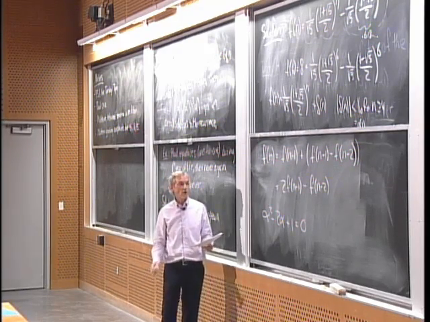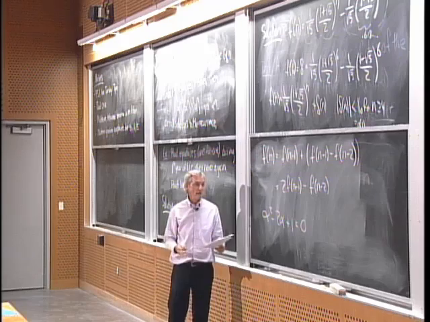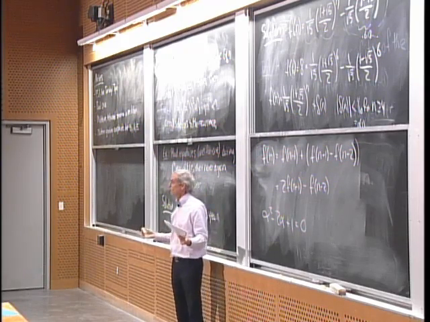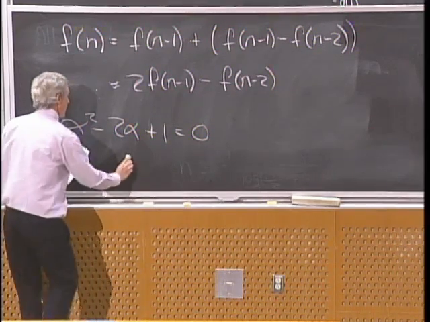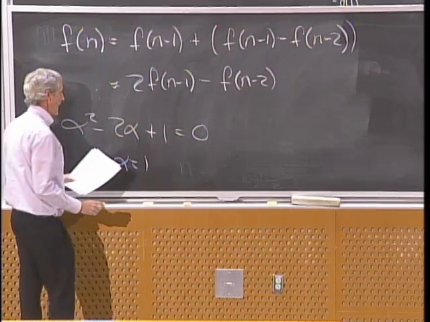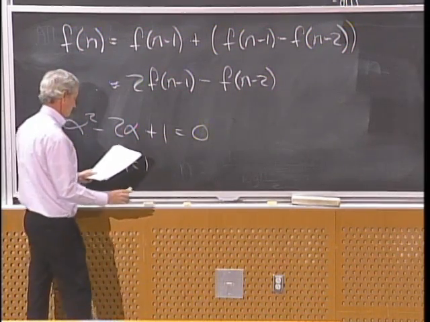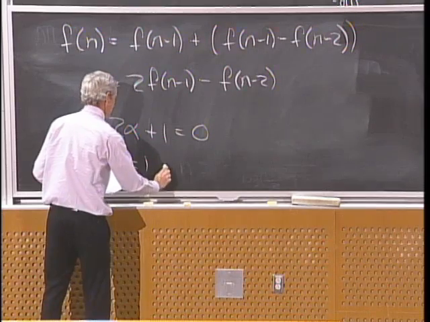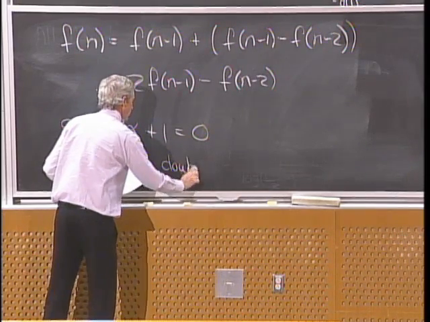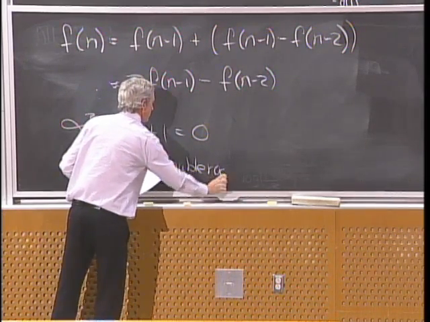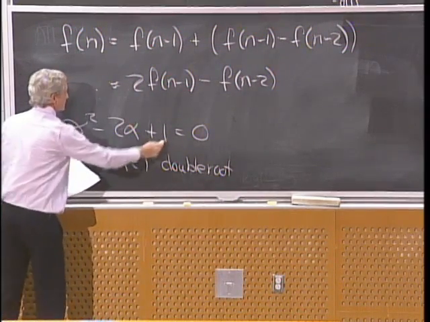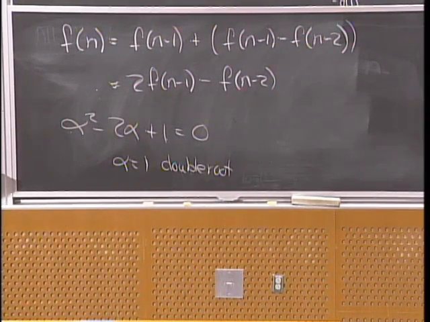Alpha minus 1 times alpha minus 1 is 0, which means alpha equals 1. So the roots are alpha equals 1, and it's a double root. It occurs twice, because this is alpha minus 1 squared. So what solutions am I going to use for my recurrence?